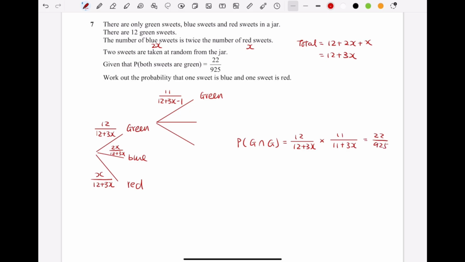So what we need to do now is to solve for x. First, I'm going to multiply the left-hand side together, and I'm going to multiply both sides by the denominator to get rid of the denominator. What I'm going to do next is cross-multiply. So we have 132 times 925 is equal to 22 lots of 12 plus 3x, 11 plus 3x.